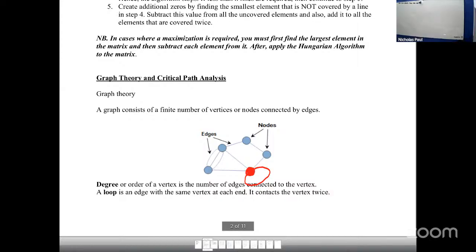Now, here's the reason why. I'm going to write in blue now. This is one, this is two, this is three. But the loop touches the vertex twice. One on this side, one on this side. So the loop contributes two to the degree. So the degree now is 5. Make a note of that, please. The loop contributes two to the degree.